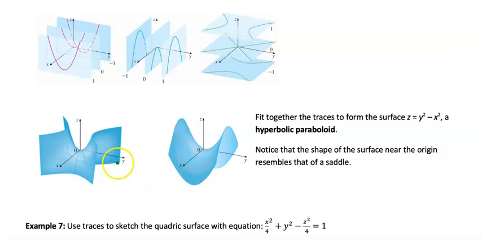Now these are just two different ways to draw this hyperbolic paraboloid. You can see that we're cutting into this thing just at different areas, specifically along the y-axis in this picture and in this picture.